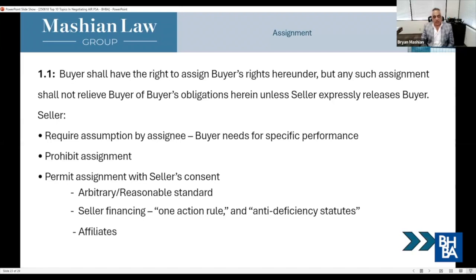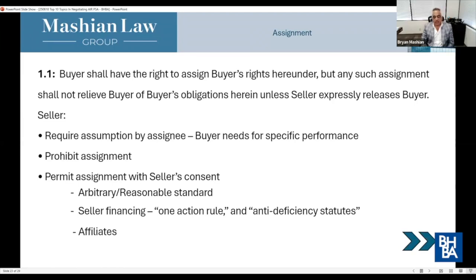From the seller's perspective, the seller may require an assumption by an assignee, and in fact, the law is that a buyer who wants to sue for specific performance has to assume the contract. So the assumption is not in the contract. You can add that. The seller can also absolutely prohibit an assignment.